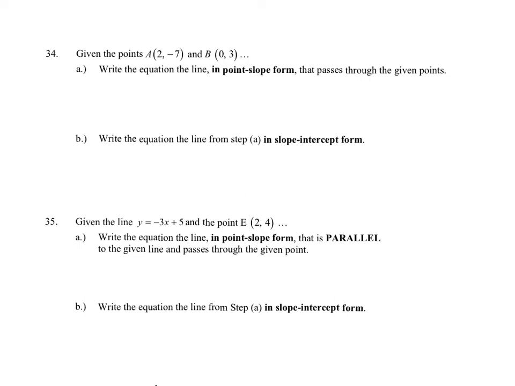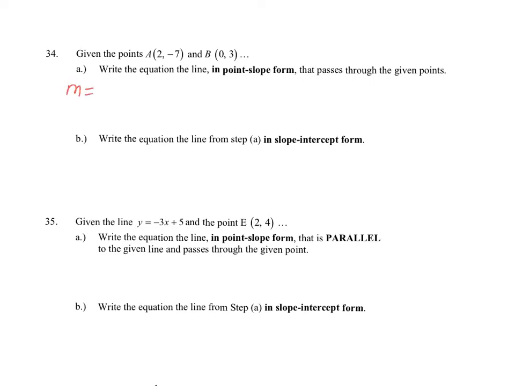All right, on problem 34, we are given 2 points, 2 ordered pairs, and we need to write the equation in point slope form that passes through those. So the first thing that we need to do is to figure out the slope between those 2 points. So I'm going to use my slope formula.